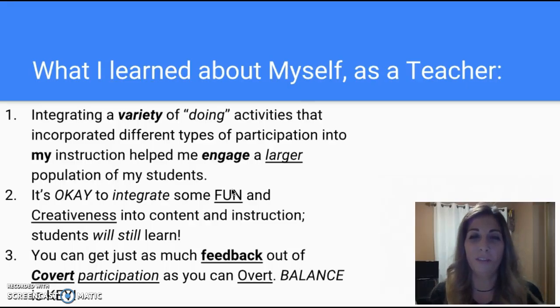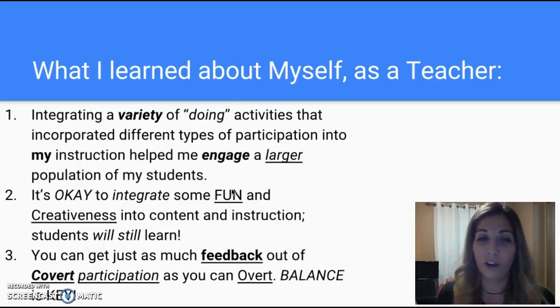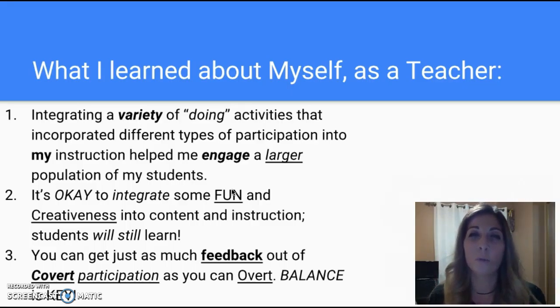What I learned about myself as a teacher is that integrating a variety of doing activities that incorporated multiple types of ways to participate really engaged a majority of my students. Also, I learned that it's okay to integrate fun and creative activities, and students will still learn and be efficient and productive. And lastly, I learned that covert participation is just as important as overt participation, and it's really important to keep them balanced throughout your lesson and during your unit.